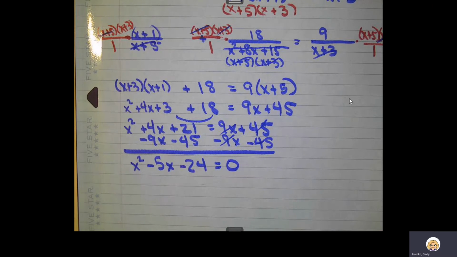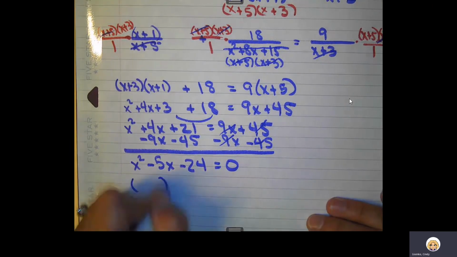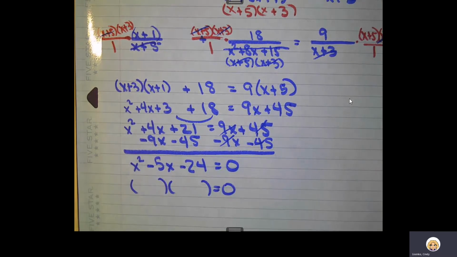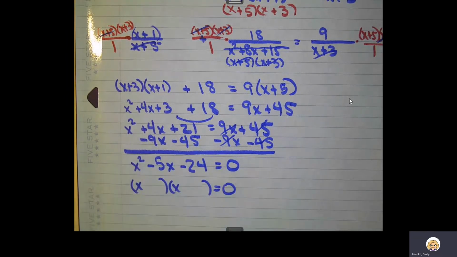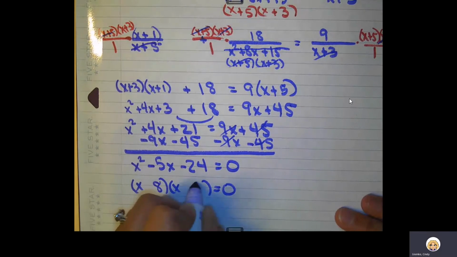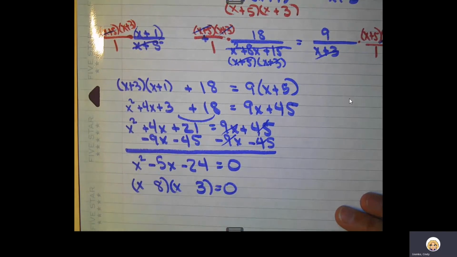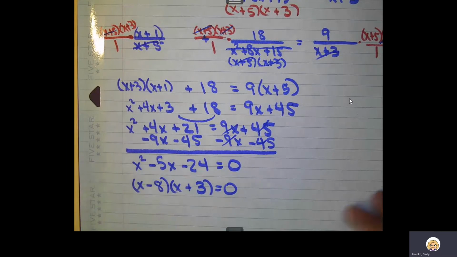Because there's a power of 2, I can factor, so I'm going to do 2 sets of parentheses. Don't forget equals 0. X and x go in the front. Factors of 24 that subtract to give us 5 would be 8 and 3. We want a negative 5, so we would have to do 3 minus 8. So 3 is positive, 8 is negative.